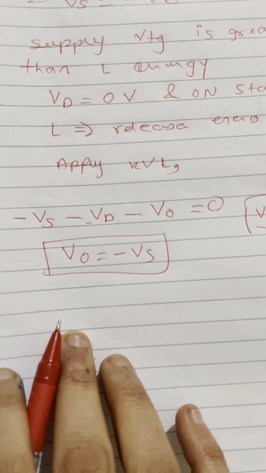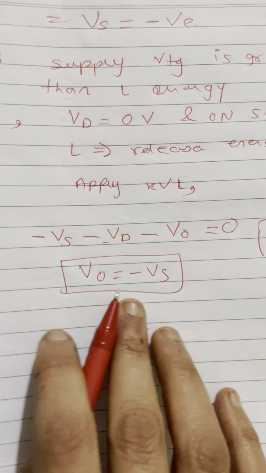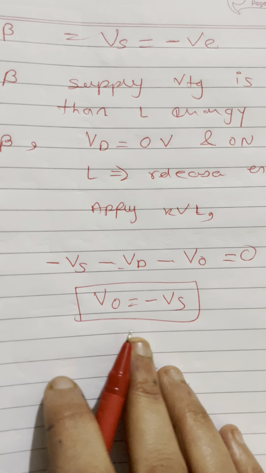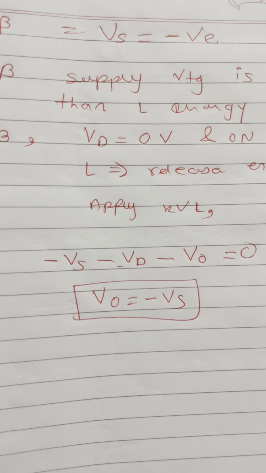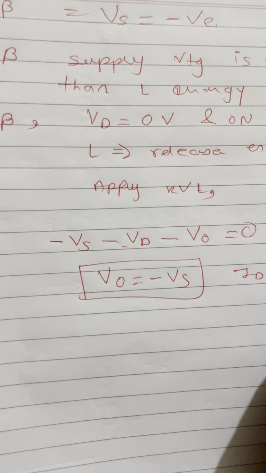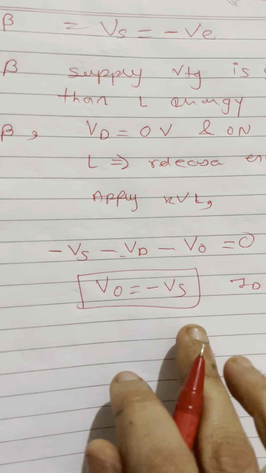So V0 is equal to Vs, but it is negative. So V0 is negative and decreasing, so that ID0 is also decreasing.